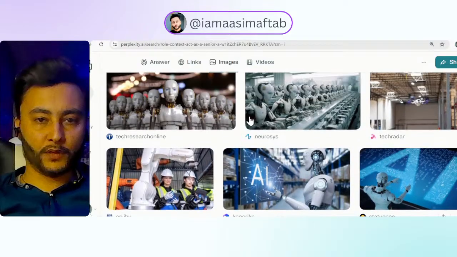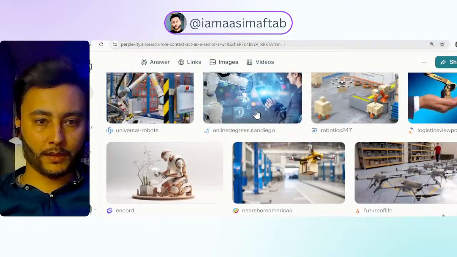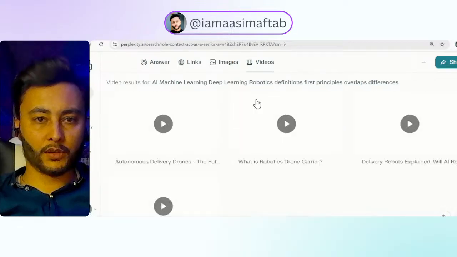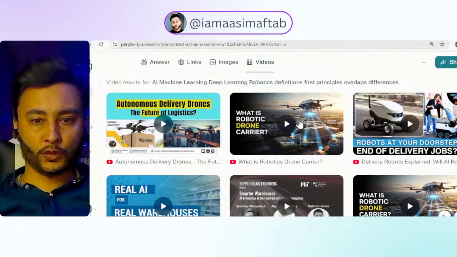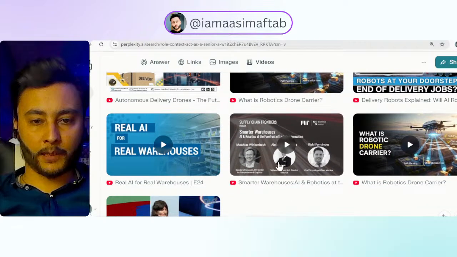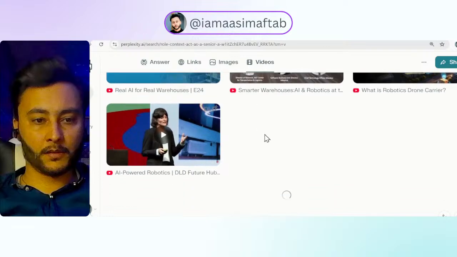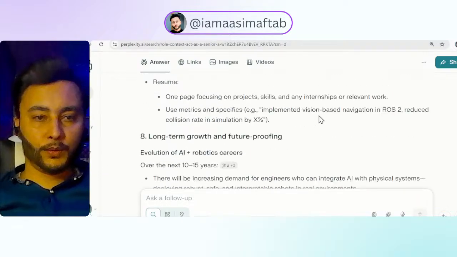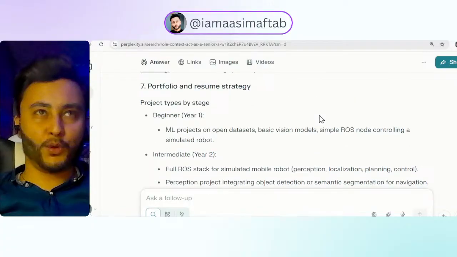How beautiful this field is. But I am not interested in that field because I can't understand the mechanical part of it. Here are the videos as well, which are telling you what is the future of robotics. Here is the research paper and the professor who wrote that research paper. The beauty of the AI.